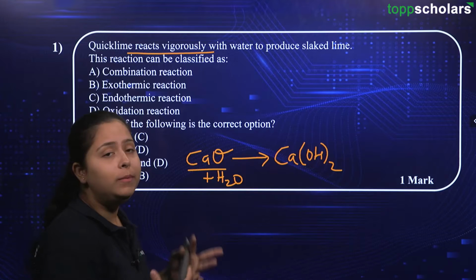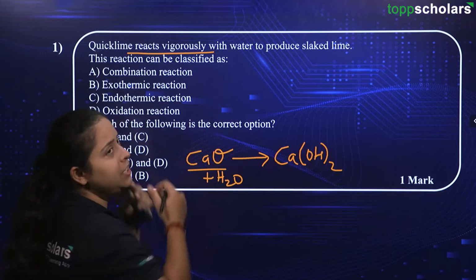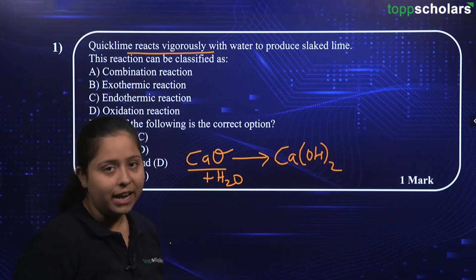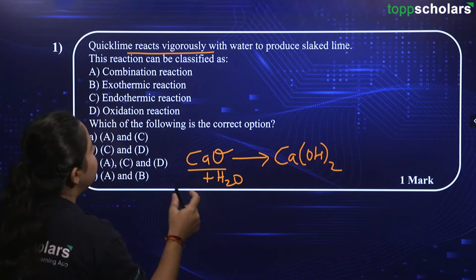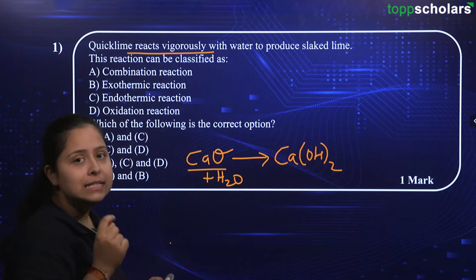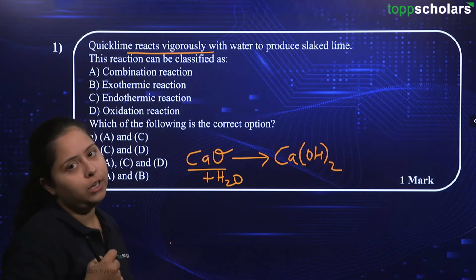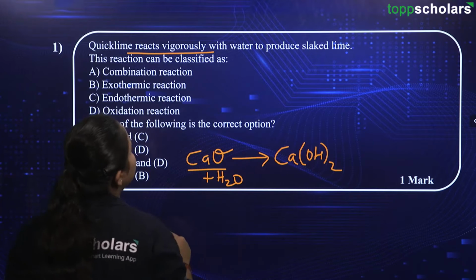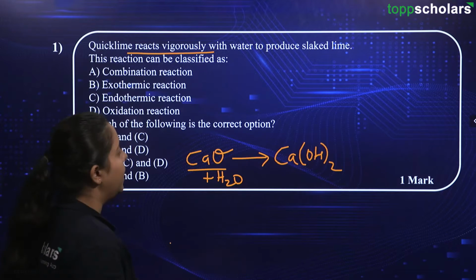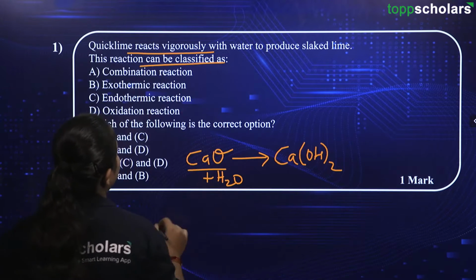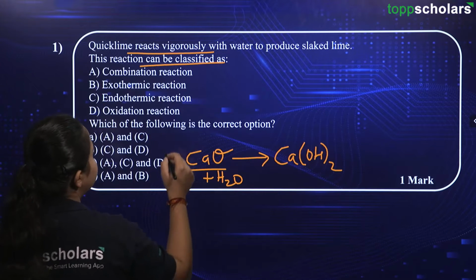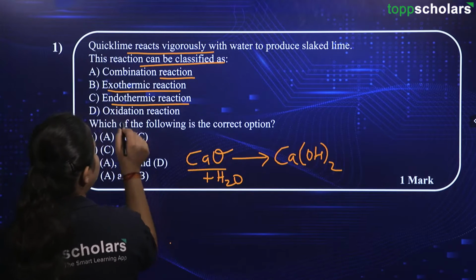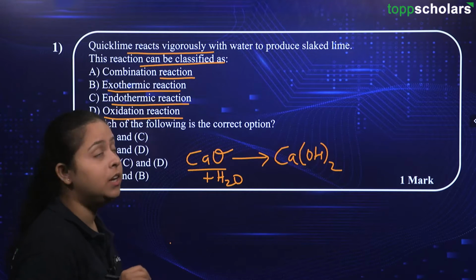So, I have just formed the chemical equation for a reaction that was given to me, which also signifies the name of the chapter, right? So, it is of very much importance that you know the chemical symbols and chemical formulas, right? Let us proceed with our question. It says, quicklime reacts vigorously with water to produce slaked lime. This reaction can be classified as dash. So, you have options. First one is combination reaction, exothermic reaction, endothermic reaction and oxidation reaction.